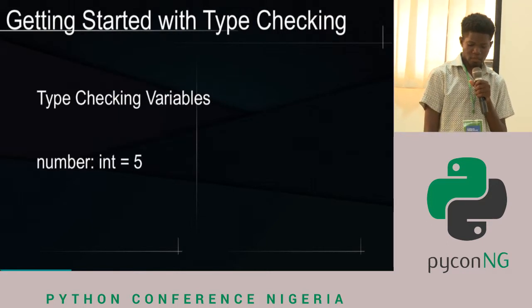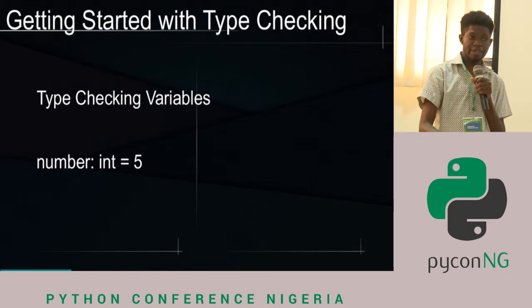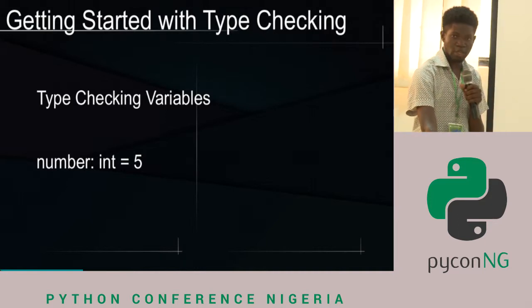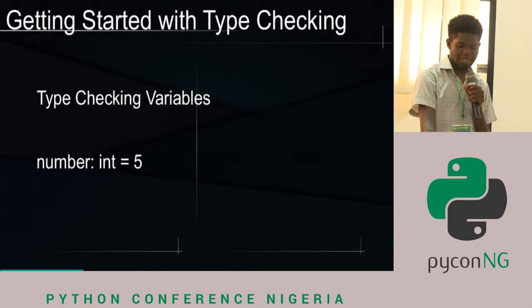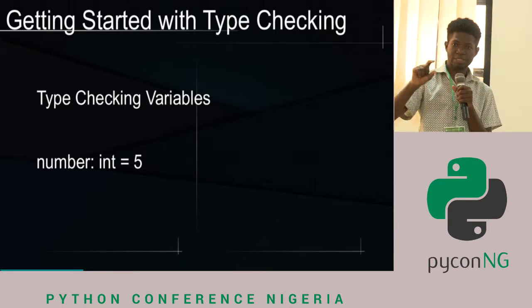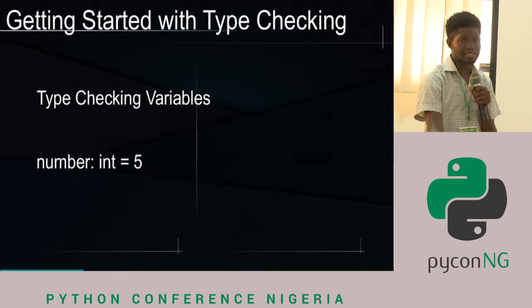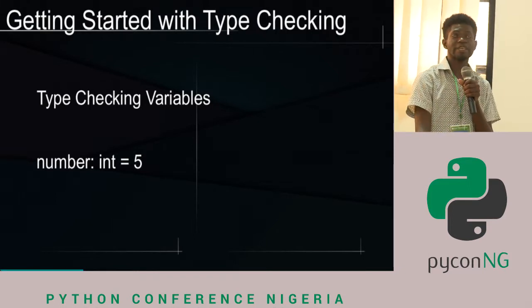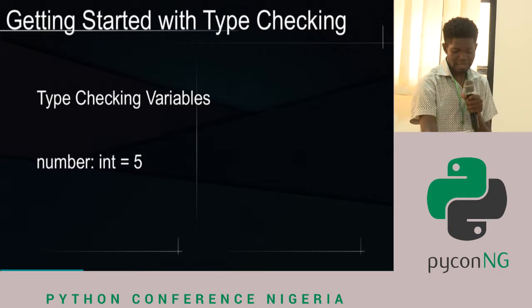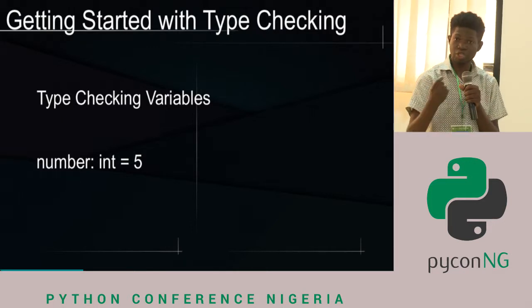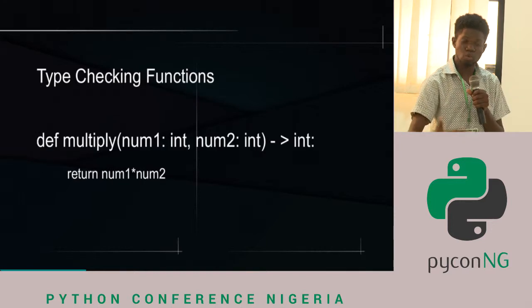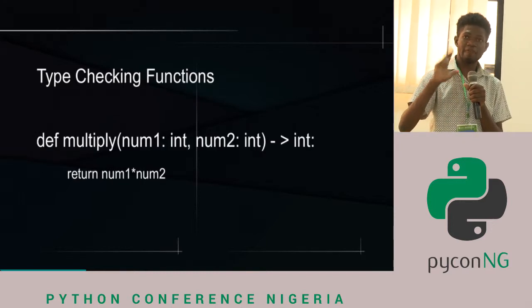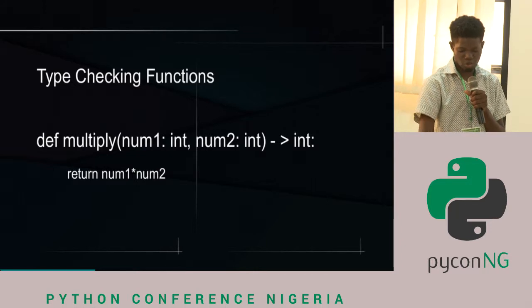Getting started. So typing a variable, this is how you do it. You can see the integer. Normally, a normal Python code has number equals 5. But now with typing, you just add colon integer. So it shows that this is an integer. But when you are running the code, if you now pass a string to it, it will still run. That's the difference between typing and static typing. There are tools that make it possible, so we'll get to that.